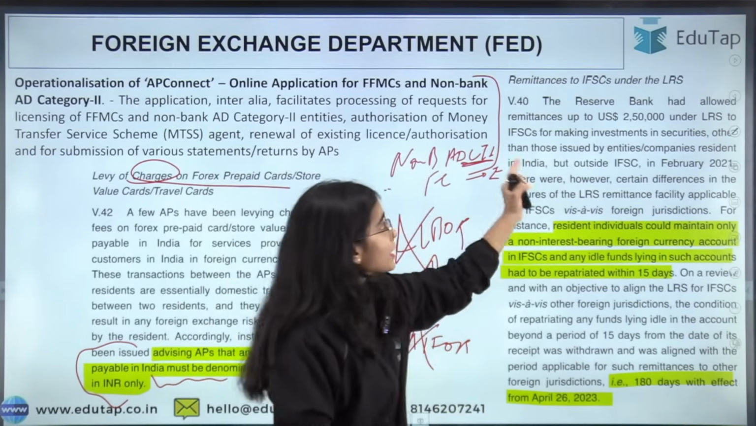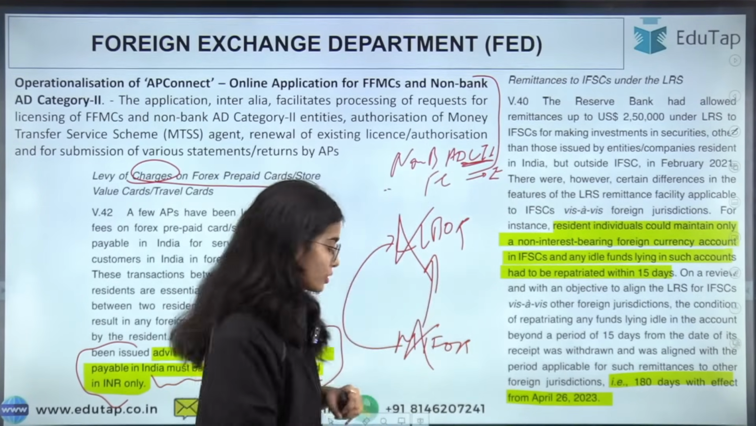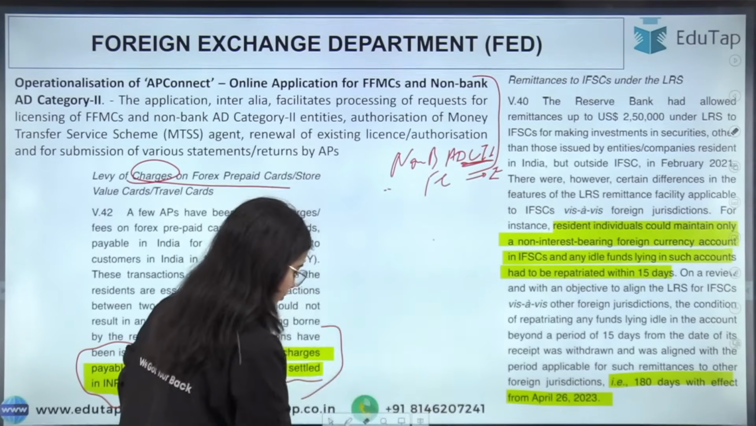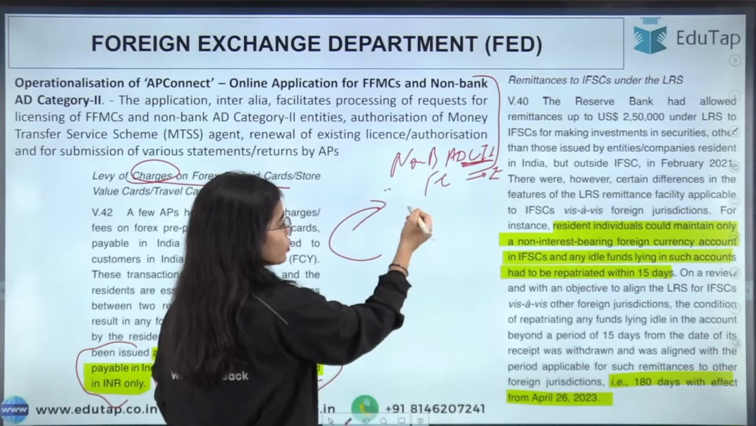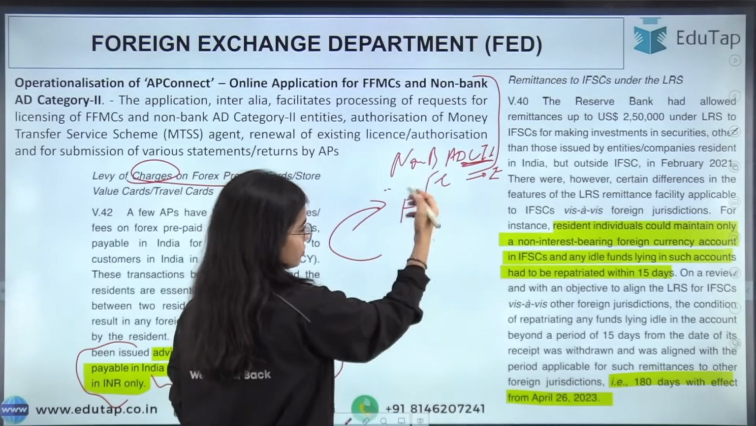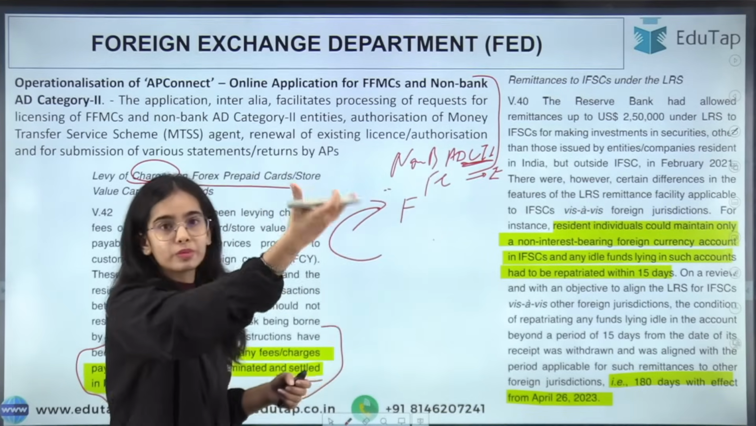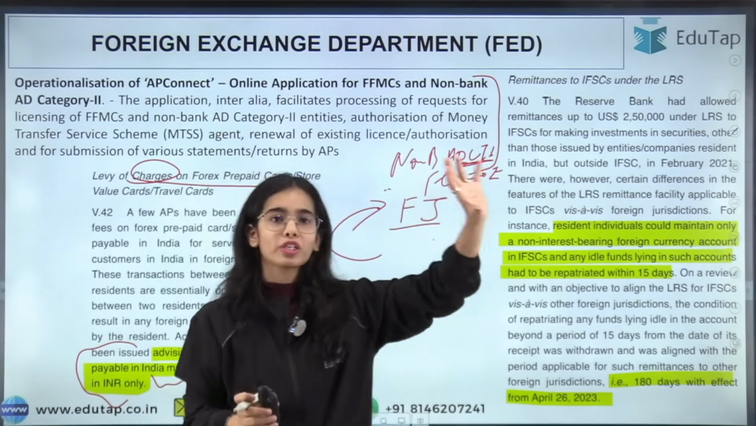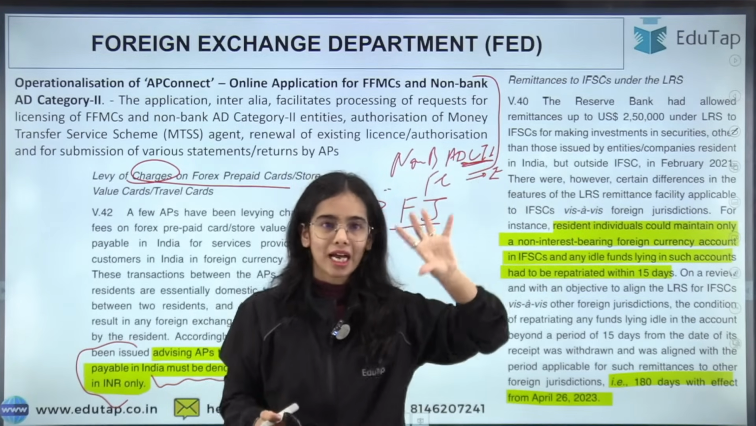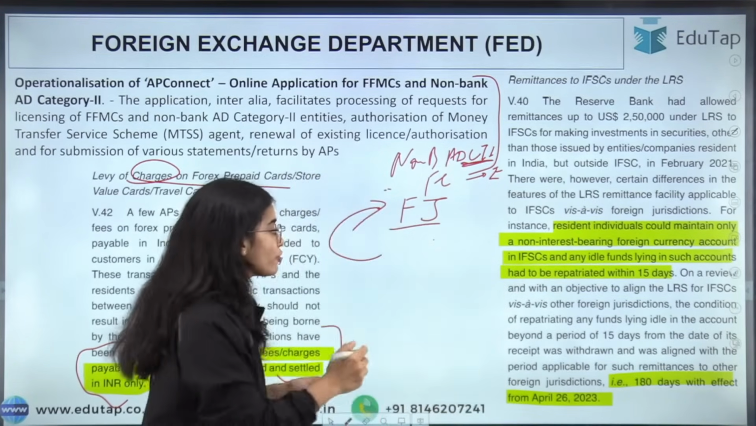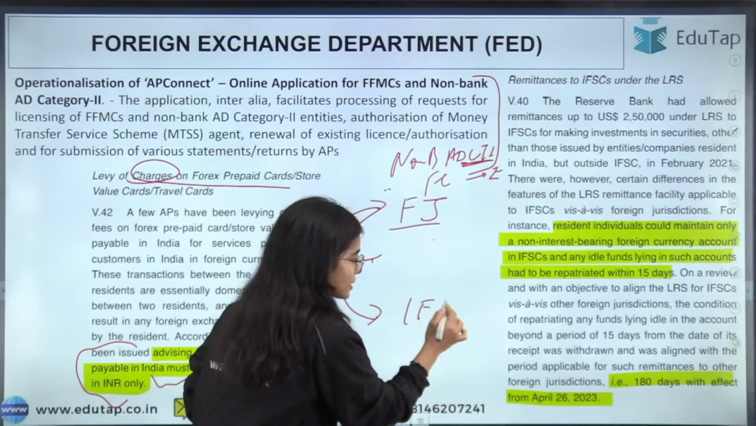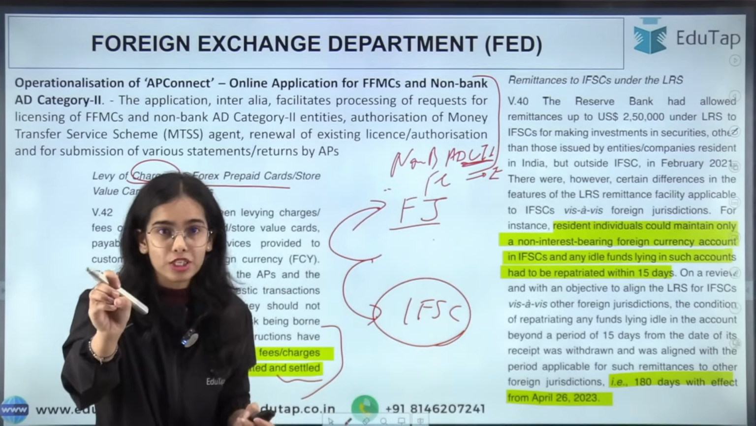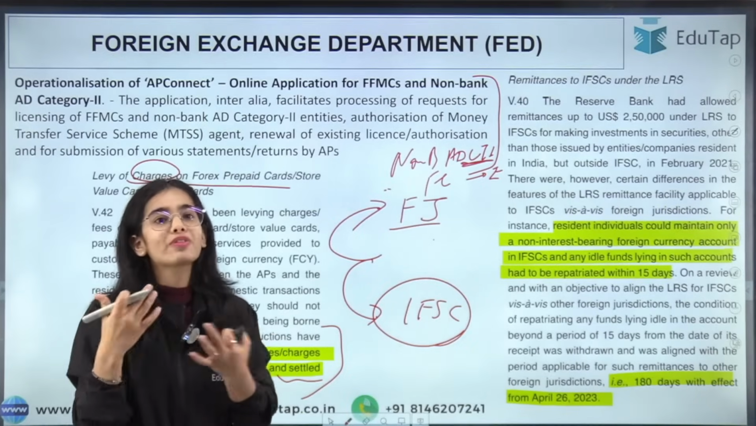Okay, so now remittances to IFSCs under LRS. So what happened? See, the liberalized remittance scheme. If you are sending money to some foreign country, a foreign jurisdiction, there are some norms that have to be followed. Now, if you are sending money to the IFSCs, the International Financial Service Center, that is considered a foreign jurisdiction for the transactions.